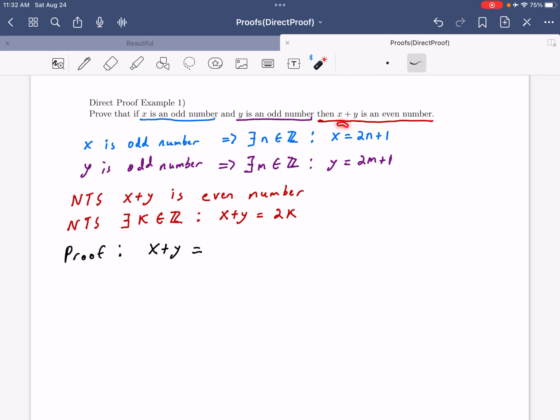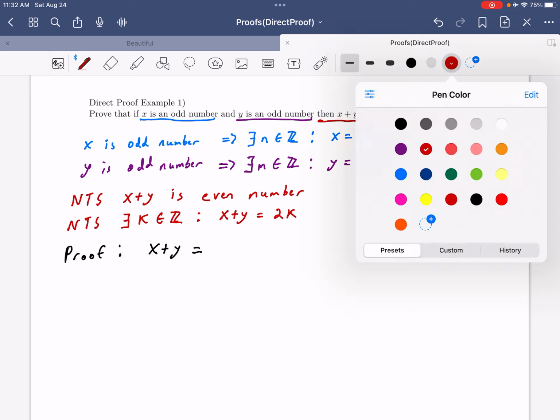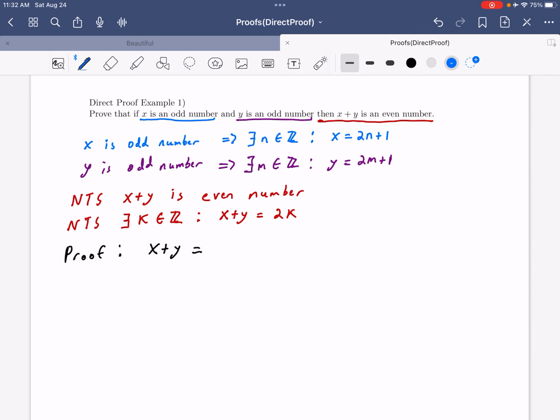Well, we have something we know about x, and we have something we know about y. So let's go ahead and use those definitions, those assumptions. So we can replace the x with 2n plus 1. We'll use some parentheses just for clarity there. And then plus, and then we'll go ahead and replace the y with 2m plus 1. Okay, so we've used our assumptions.